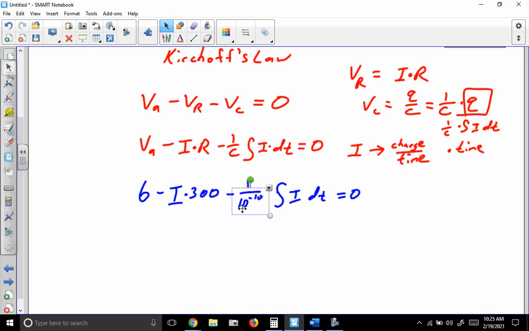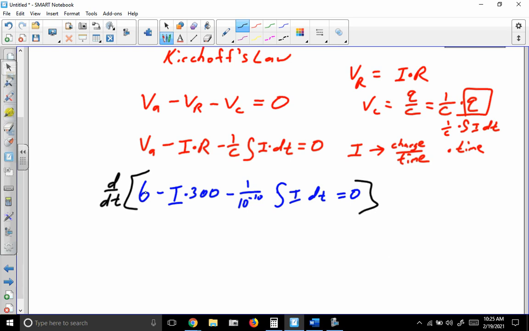Notice this is actually not a differential equation. This equation has an integral instead of a derivative in it. So to convert this into a differential equation, let's take the derivative with respect to time. When we take the derivative of a constant, we get 0. 300 is a coefficient, and when we take the derivative of I with respect to time, we get dI/dt.